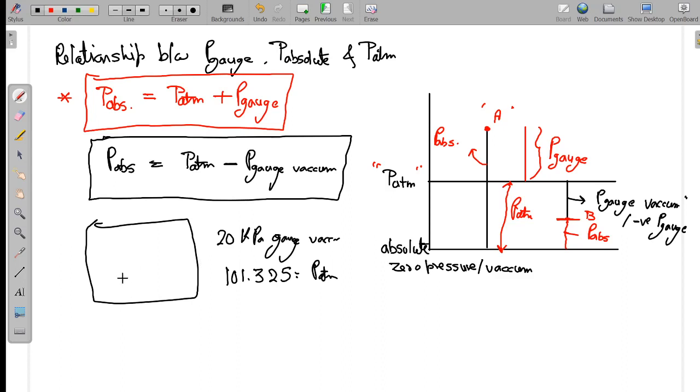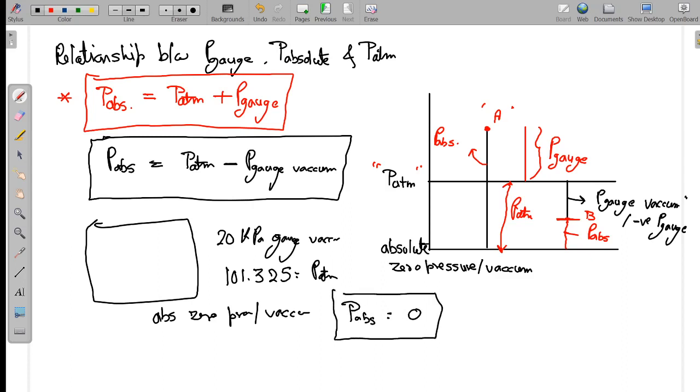Similarly, if I am saying that it is absolute zero pressure or absolute vacuum, then it means the pressure P absolute is equal to zero. There is no pressure. Absolute vacuum. Okay. So I hope now you would have got an idea about what the gauge pressure is, what the absolute pressure is, and what the atmospheric pressure is. Okay, now we'll move forward.